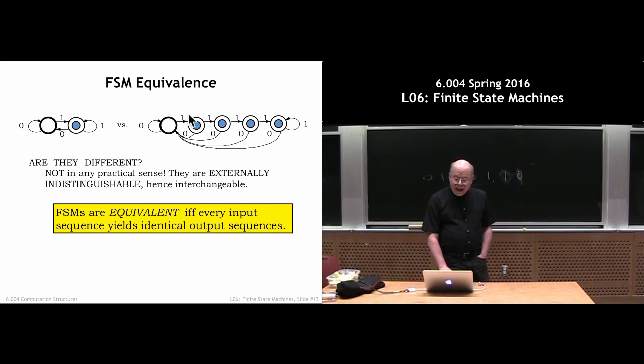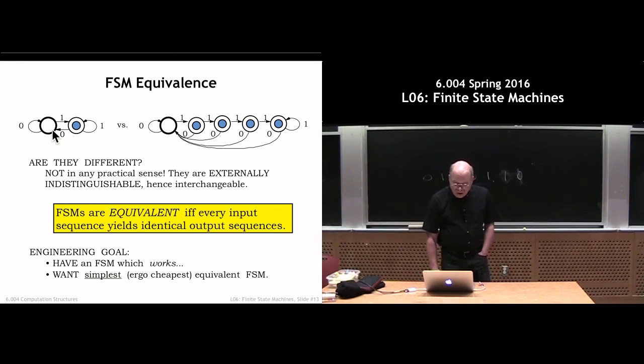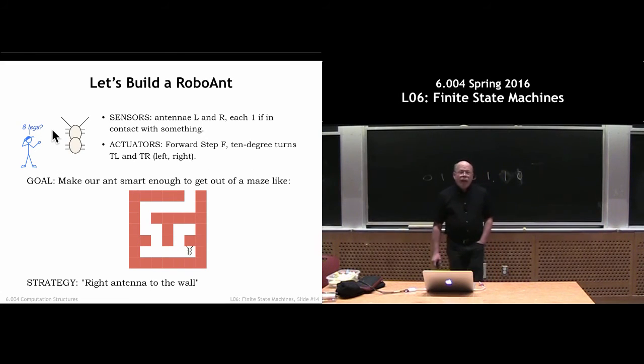So after designing a FSM, one of the things that I often end up having to do is wonder, can I make it a smaller FSM? Are any of the states equivalent? So we want the simplest equivalent FSM. Keep that in mind. Let's try a real example.